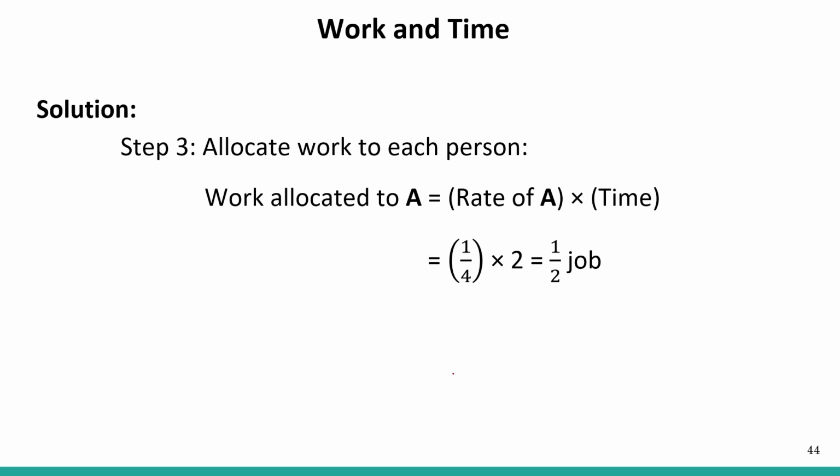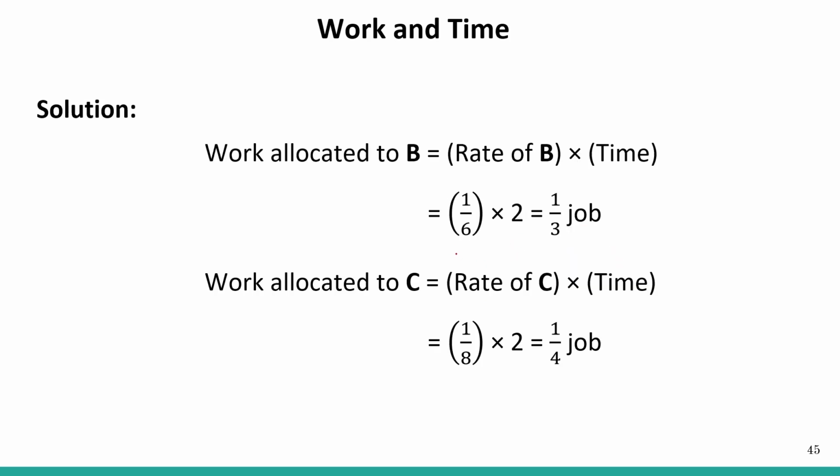So allocate work to each person. Allocated work to A is equal to rate of A into time, is equal to 1 by 4 into 2, is equal to 1 by 2 of the job. Work allotted to B is equal to 1 by 6 into 2, that is equal to 1 by 3 job. Work allotted to C is equal to rate of C into time, is equal to 1 by 8 into 2, is equal to 1 by 4 job.